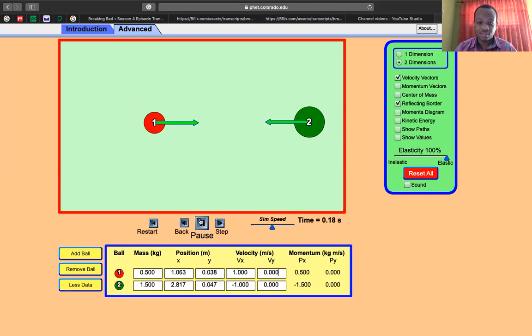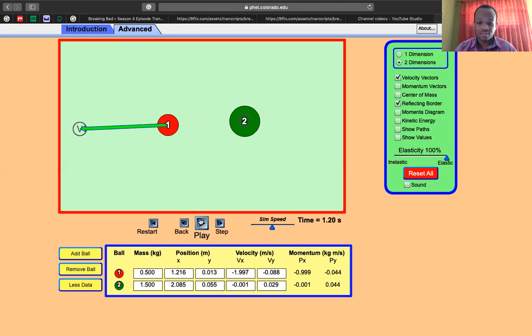Now let's see what happens after the collision. What's the momentum for one? Look at the momentum: 0.999. Let's not round it off yet. So we have 0.999, right? But what is the momentum for two? It's negative 0.001. Now add these two.